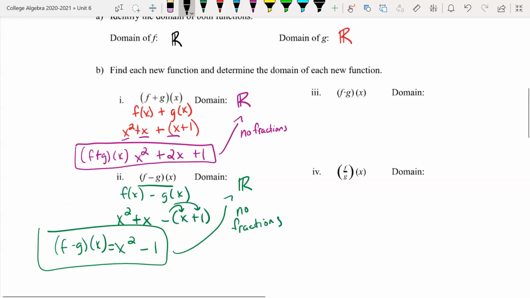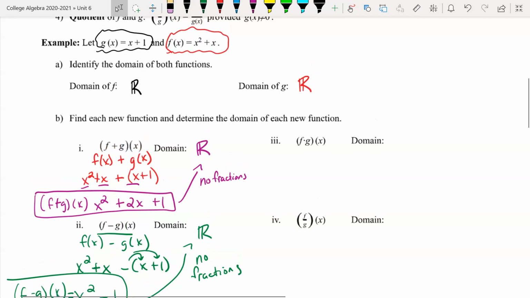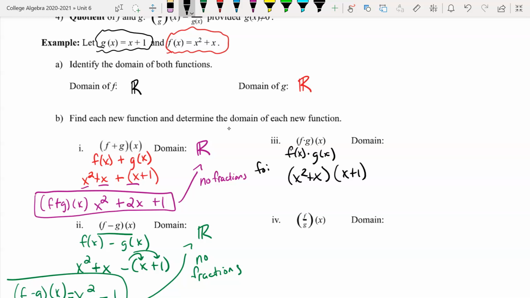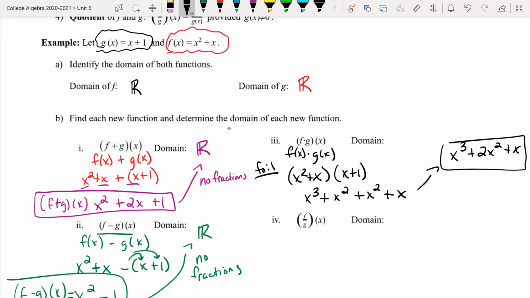All right, next up, f times g of x. So we're going to take f of x, and we're going to multiply it by g of x. So I'm going to take x squared plus x, put it in parentheses, and multiply it by x plus 1. And yes, you do have to FOIL. All right, so I'm going to get x cubed plus x squared plus x squared plus x. So my final answer would be x cubed plus 2x squared plus x. Okay, my domain would be all real numbers because I have no fractions.